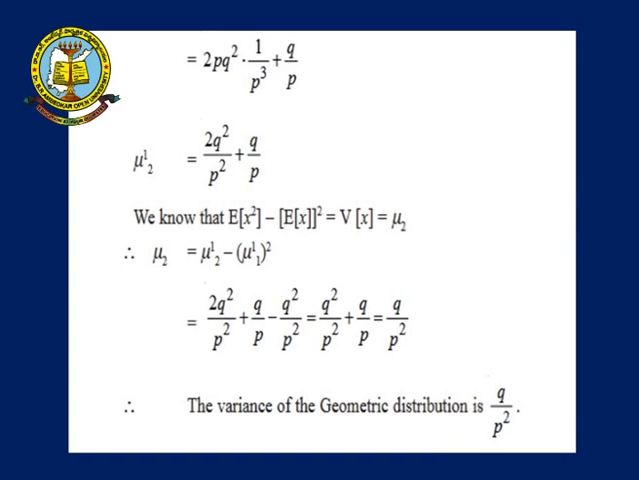We know the formula of mu2: E of X square minus, within the brackets, E of X whole square, that is the variance of X, V of X, that is equal to mu2.